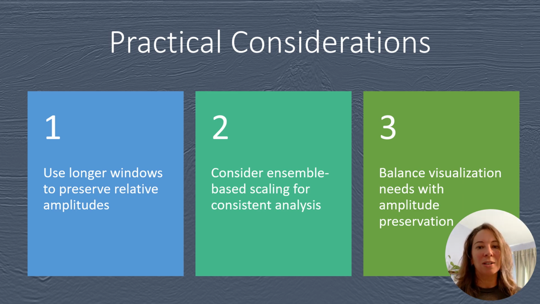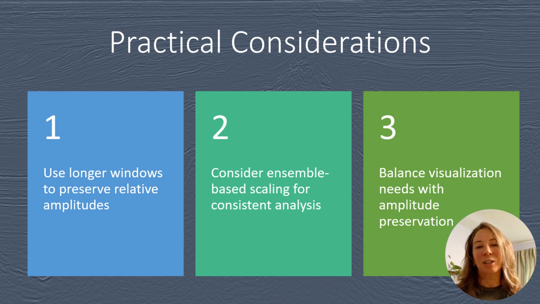So first, when in doubt, go with a longer AGC window. Think half a second to 1 second or more. This will help preserve those crucial relative amplitude relationships between your seismic events. Second, you may want to consider scaling your entire seismic gather as a unit rather than trace by trace. This will maintain the amplitude relationships within your data. So very, very crucial for quantitative interpretation.